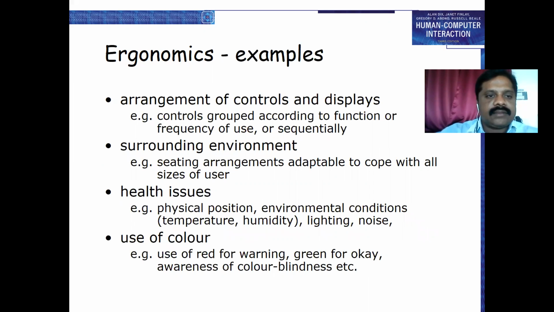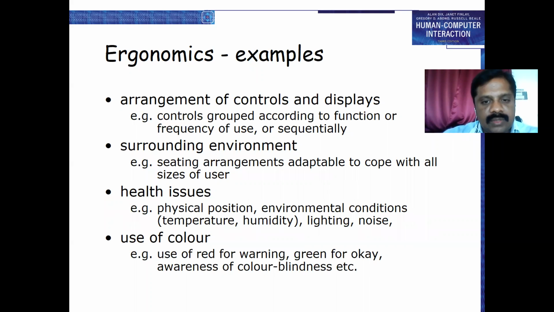Next slide. These are the examples of ergonomics. The first example is arrangement of controls and displays. Already I said that for interaction we need some support of characteristics or some devices. If we have any devices or displays, we need to arrange all these things. So this is the first example, arrangement of controls and displays.